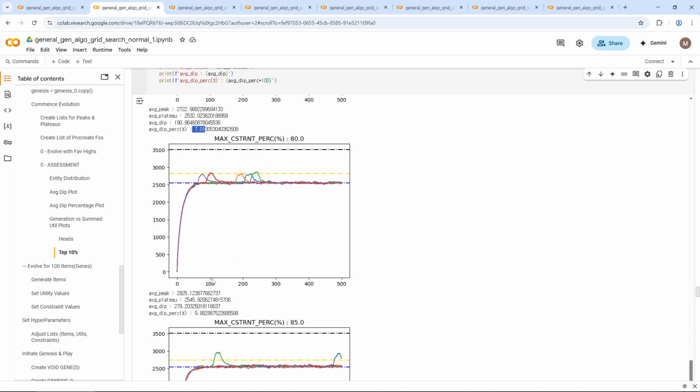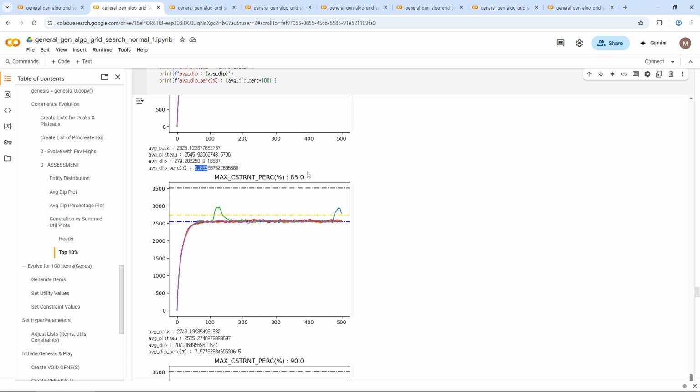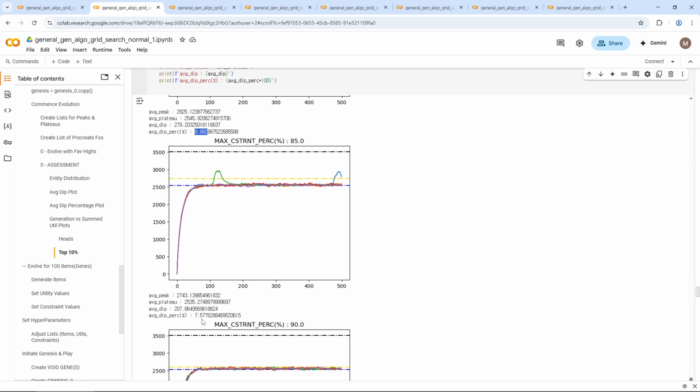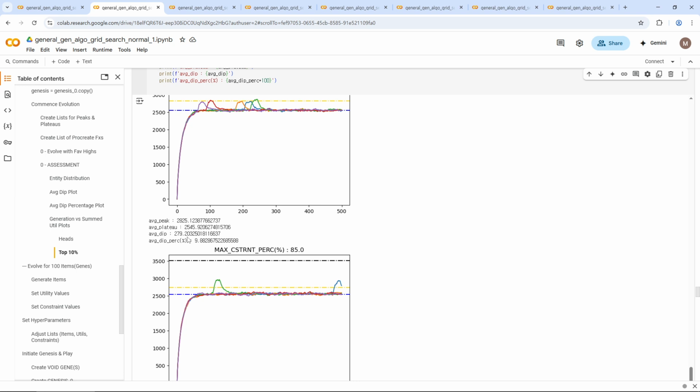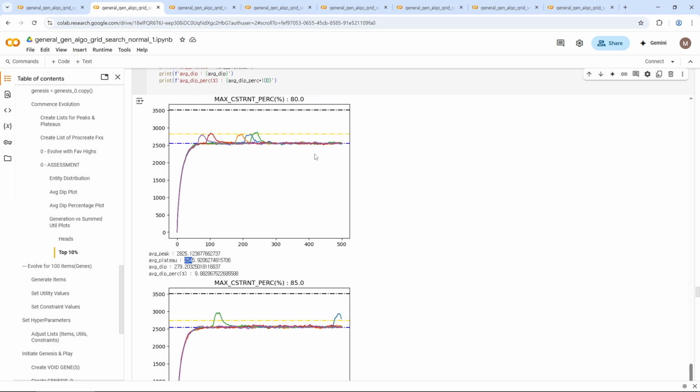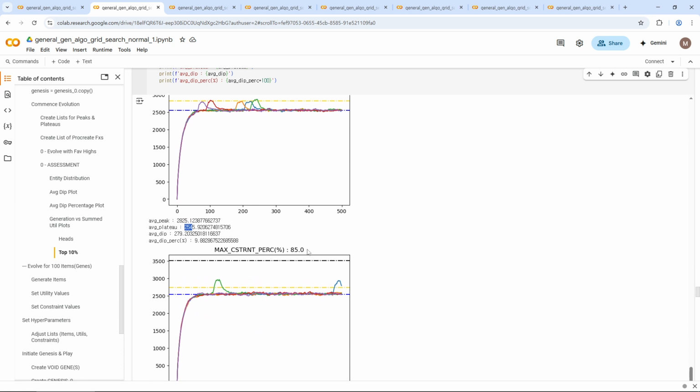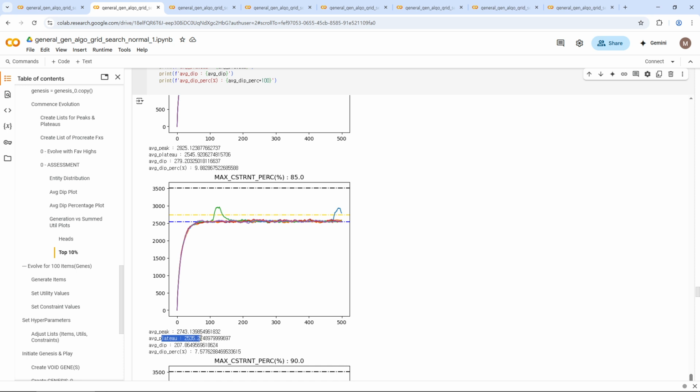At 80%, the average dip percentage is at 9.88. Average plateau is at 25.45. At 85%, we have the average dip percentage at 7.5, and the average plateau at 25.35. So this is one thing that's sort of weird: when the maximum constraint percentage was at 80%, the average plateau was 25.45, but now that the maximum constraint percentage is higher, the average plateau is actually 10 lower.